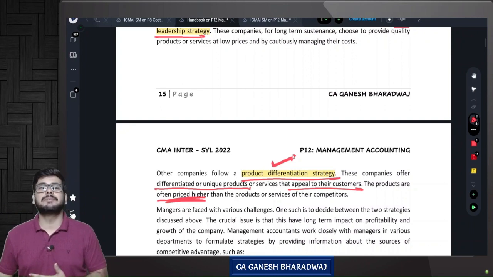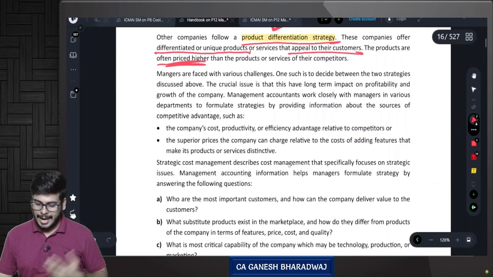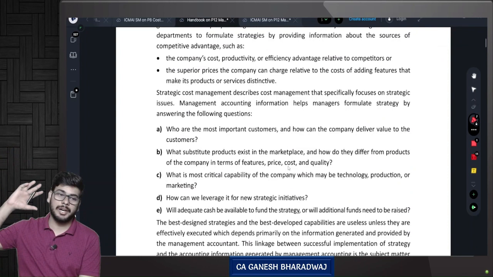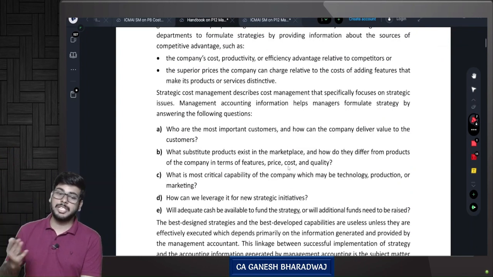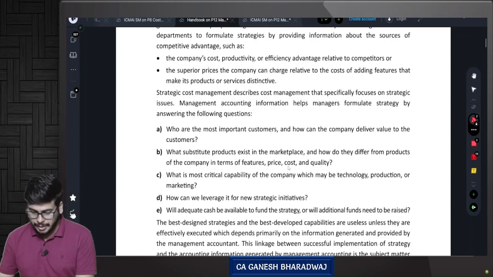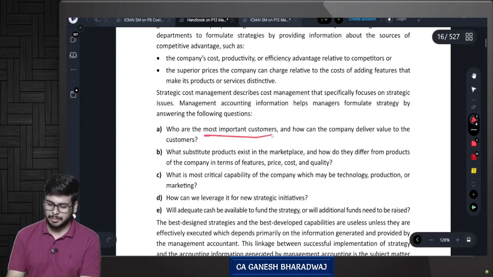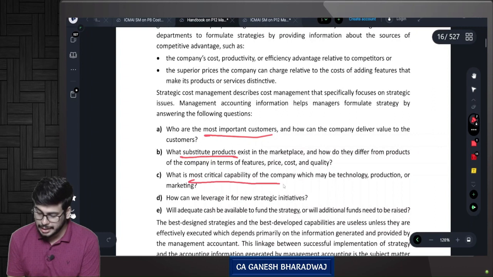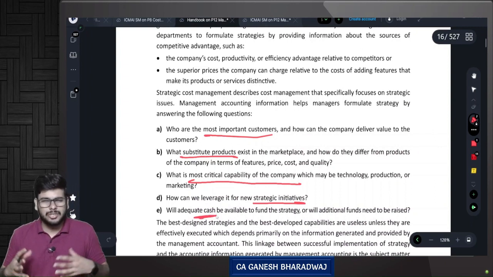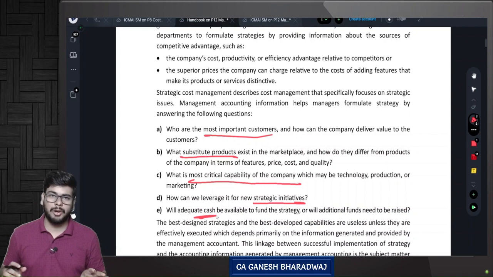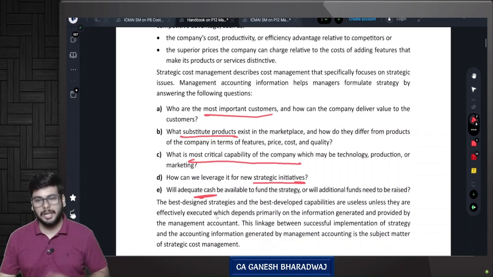That decision, who helps the top boss of the company to take this decision? Management accountants are the ones who are required to advise the company as to which is better, which method we can follow. Cost leadership we can follow, or we can follow product differentiation, for which there are so many things that need to be considered. Who are the most important customers? What are the substitute products available? What is the most critical capability of the company? How can we leverage it for the new strategic initiatives, and will adequate cash be available to fund the strategy? There are so many things that go behind which decision you want to take, a cost leadership strategy or a product differentiation strategy. All this analysis will be done by a management accountant.